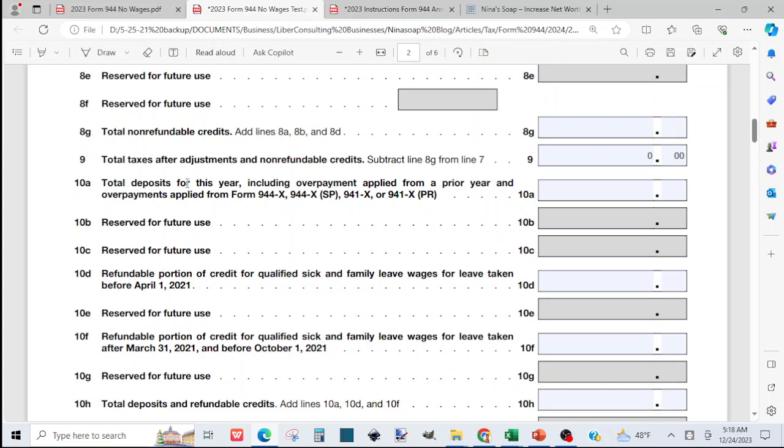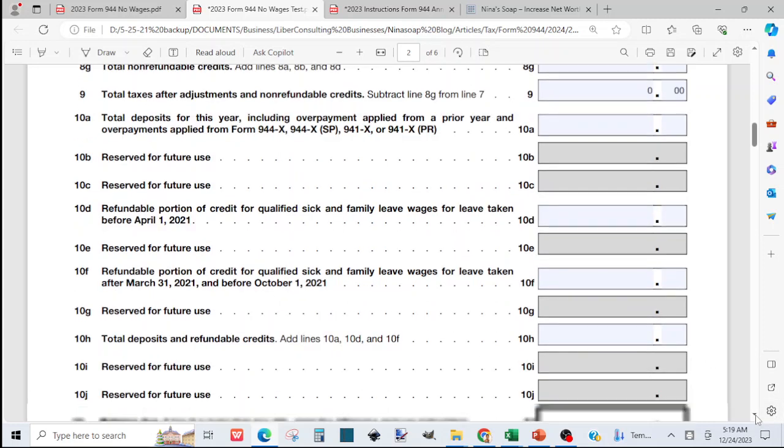Line 10, total deposit for this year, including overpayment applied from prior year and overpayment applied from any type of Form 944 and Form 941 amendment. So if you do not have any deposits you paid during the year, or there is overpayment from prior year that you want to apply or anything like that, you just leave it blank. And the gray areas are areas that they do not expect you to put anything. They reserve it, so you leave them alone.